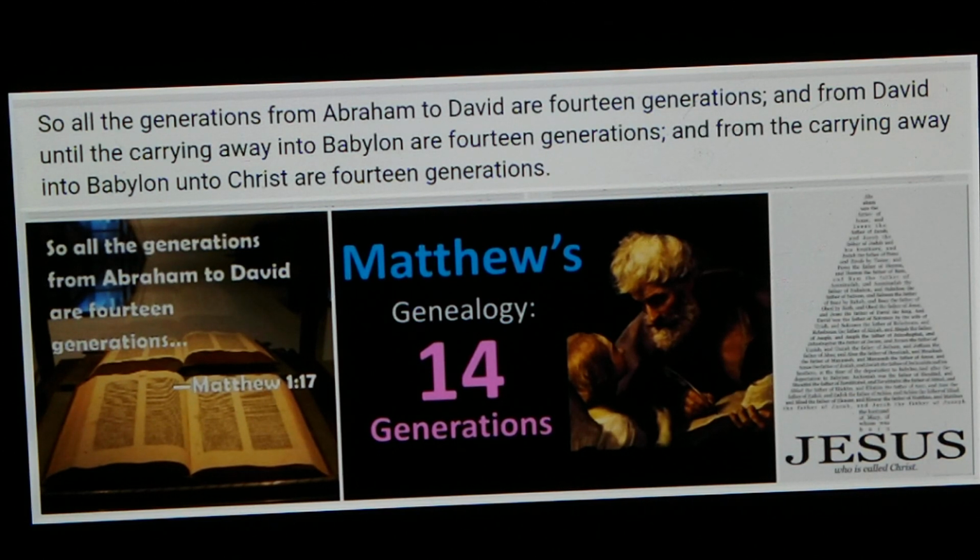So all the generations from Abraham to David are 14 generations, and from David unto the carrying away into Babylon are 14 generations, and from the carrying away into Babylon unto Christ are 14 generations. So that's 3 sets of 14. And some of the math people out there are going to think about pi, and I'm sure there's some pi connections. Let's leave that for a comment section. This is going to be all about the number 14.